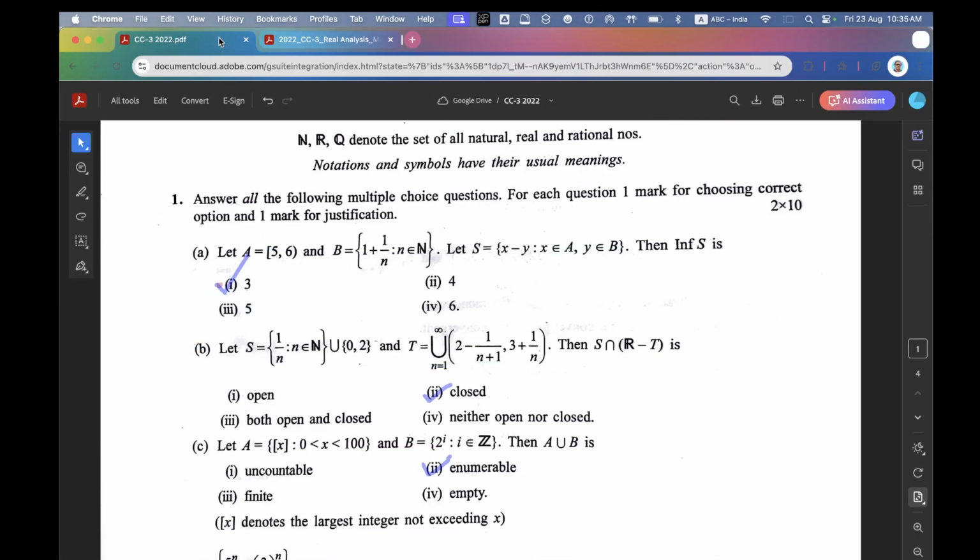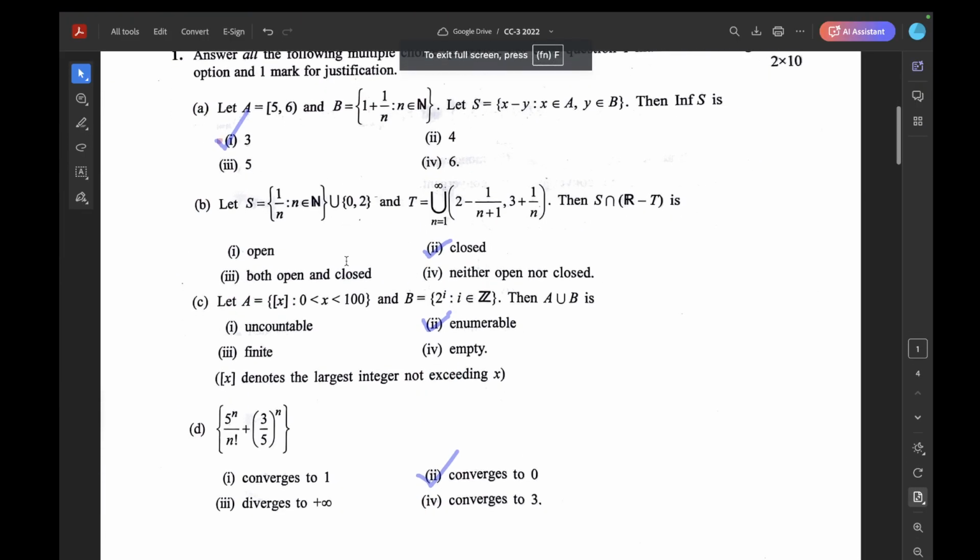Next, question 1b. Let S be the set of all those elements 1 by n such that n belongs to the natural numbers N, union the set {0, 2}, and T is the infinite union of the open intervals (2 minus 1 by n plus 1, 3 plus 1 by n). Then S intersection (R minus T) is, correct option, 2, closed.